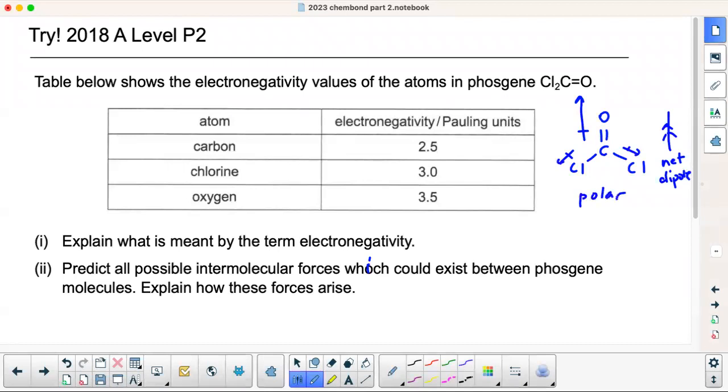Right? They say predict all possible intermolecular forces. So you must tell me this molecule has PD and what? ID. Okay, and that's it. So they have PD, ID, and then you must explain how they arise. Okay, I think we will skip the ID. We just write the PD, because I already made you write ID.